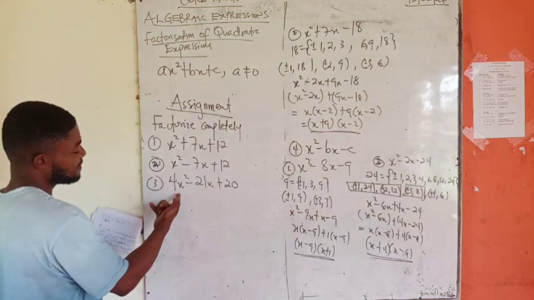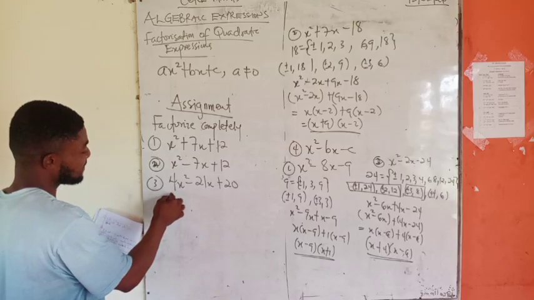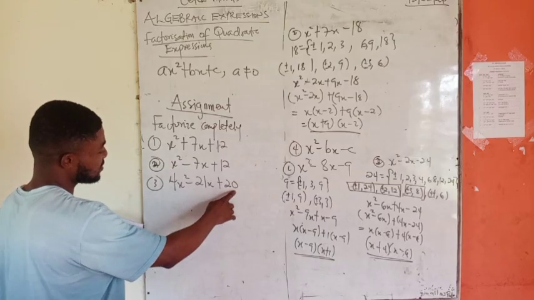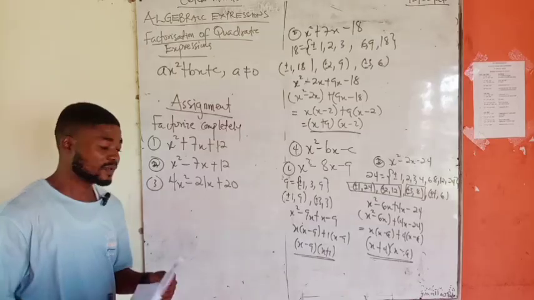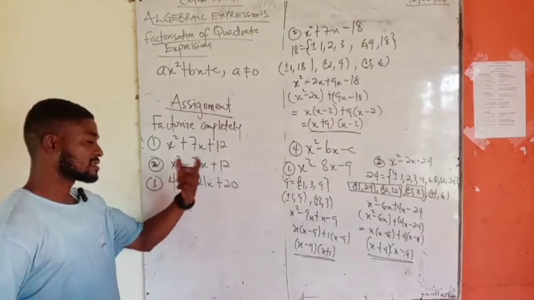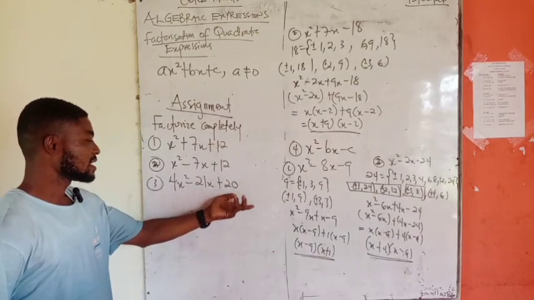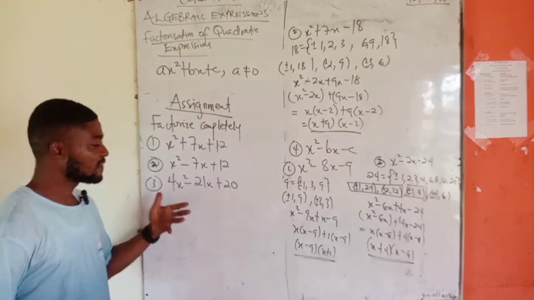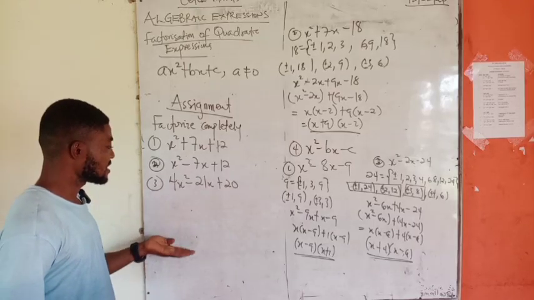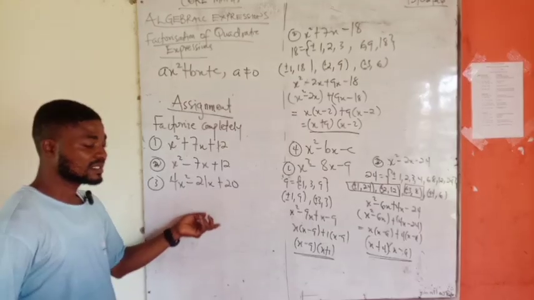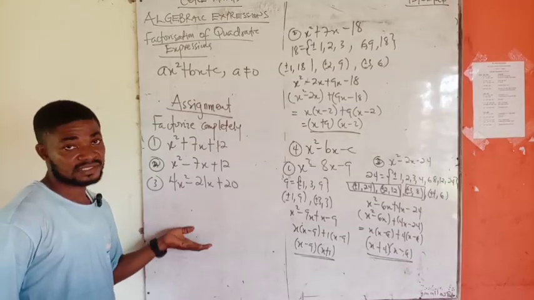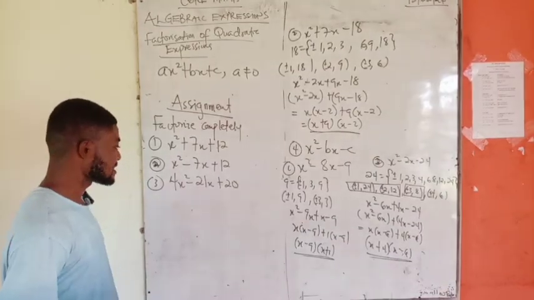Okay, so this is the fifth type. You just have to multiply your 4 with your 20. Then whatever you get, you find the factors such that when you multiply, you get the answer. So 4 times 20, that should be giving us 80. So you find the factors of 80 such that when you multiply, you get 80, but when you add, you get 21. That should be 16 and 5, I think. So 16 times 5, that should give us 80.